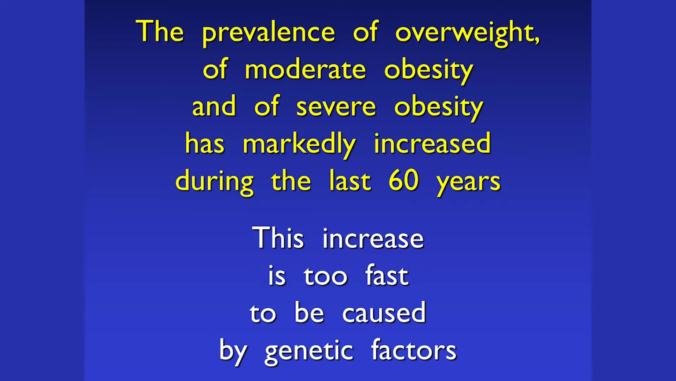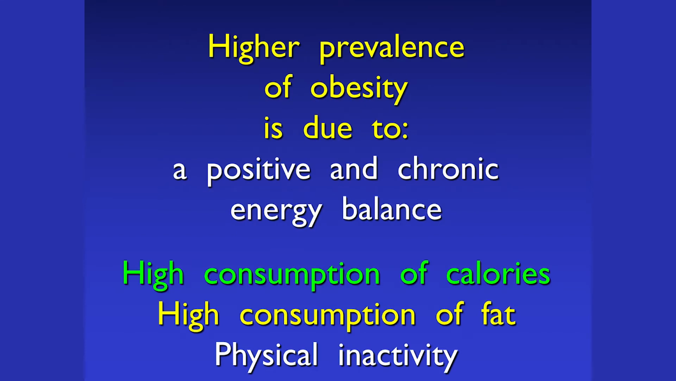It's more related to a positive and chronic energy balance. You eat too much, you eat the wrong things, and you're inactive. That's lifestyle. I pointed out that there's a genetic predisposition, but lifestyle is much more important in this case because in the case of obesity, you eat too much, you eat the wrong kinds of food, and you're not active. You've got a chronic positive caloric balance, and you put on the weight.